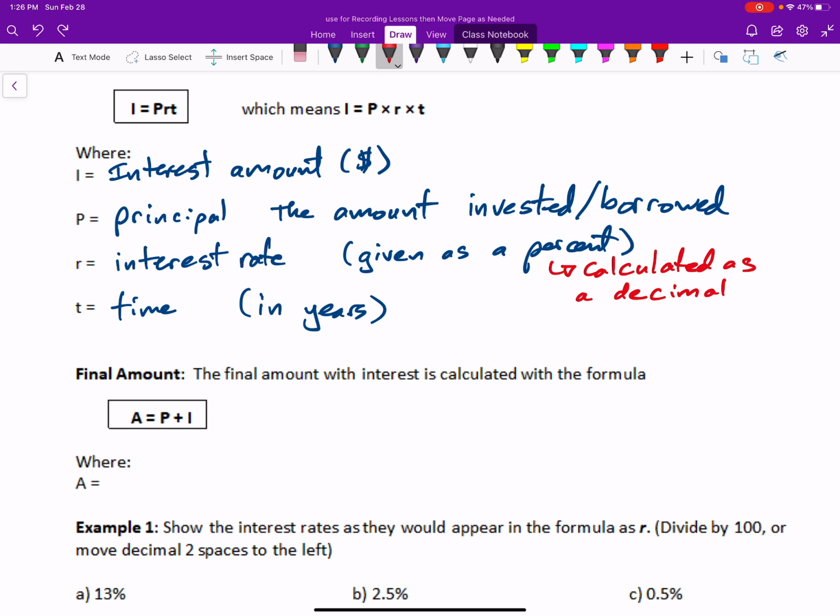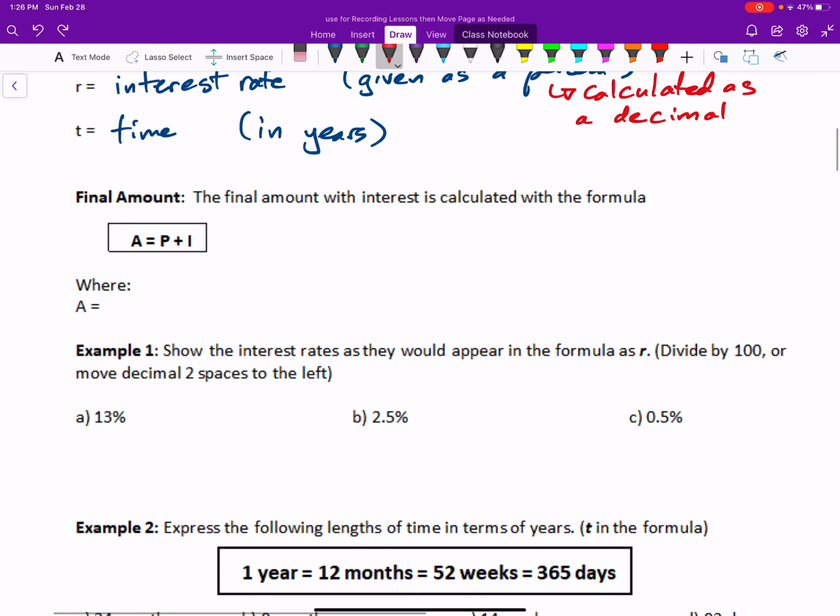So if I want to know how much interest I have to pay on a loan, if I borrow $100,000, that's my P. If the rate was 5%, then I'd write that as 0.05. And time would be how long am I borrowing it for? Because the longer I borrow it for, the more I have to pay. So maybe 2 years, something like that.